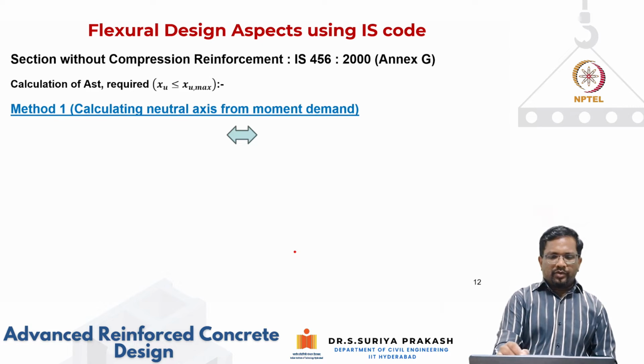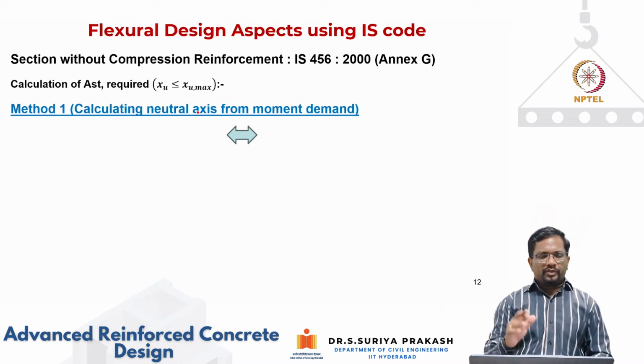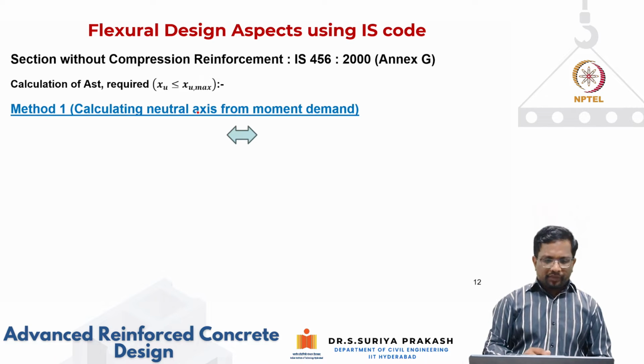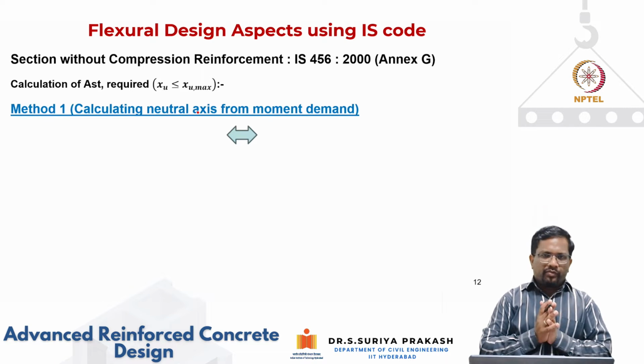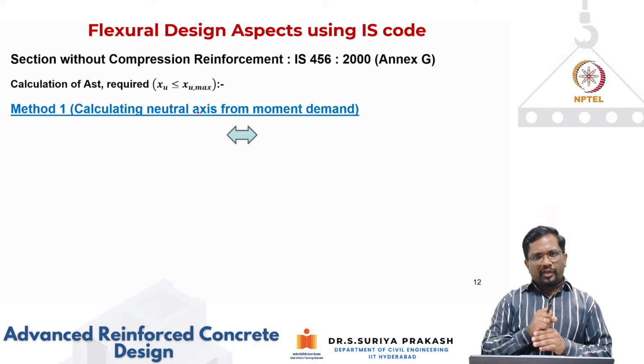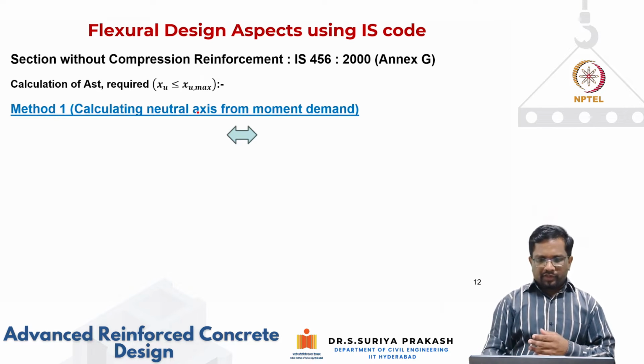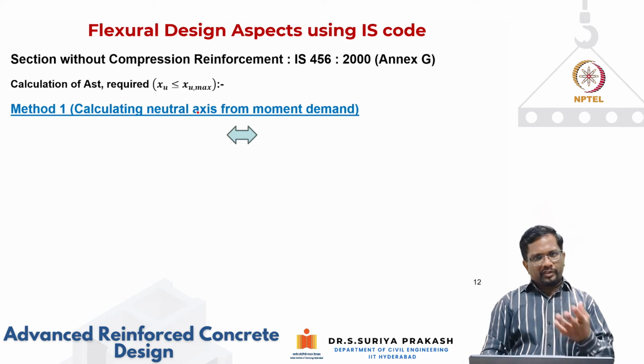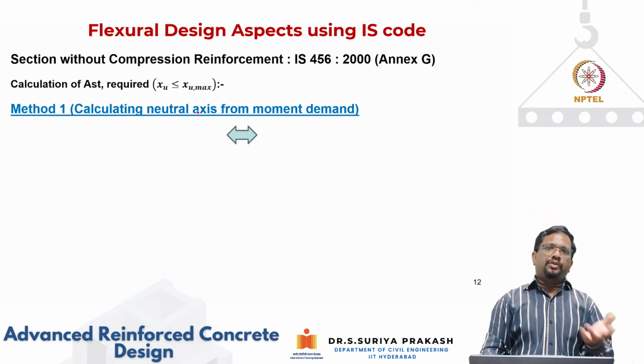So let's say method one, which is your first method. One way of doing it is first you calculate the neutral axis depth for the amount of steel that is required from the moment demand. Then using that you calculate what is Ast.